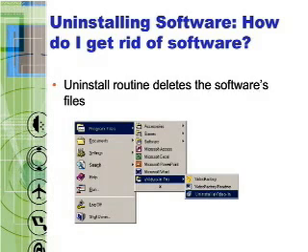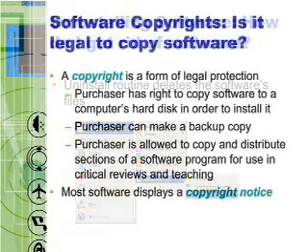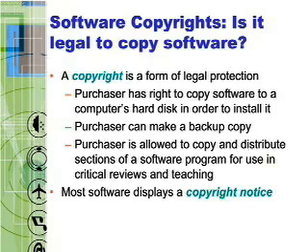A copyright is a form of legal protection that grants the author of an original work an exclusive right to copy, distribute, sell, and modify that work, except under special circumstances described by copyright laws. Most software displays a copyright notice on one of its screens. This notice is not required by law, however, so programs without a copyright notice are still protected by copyright law.